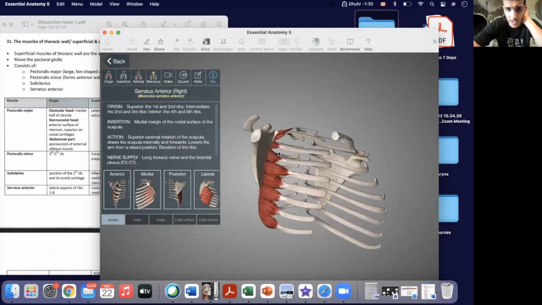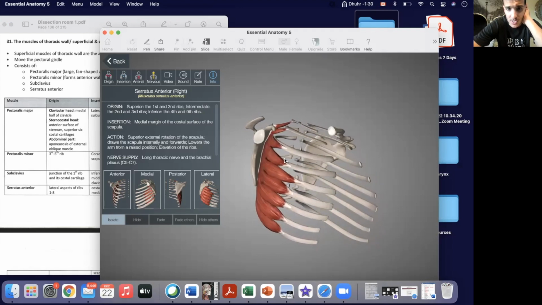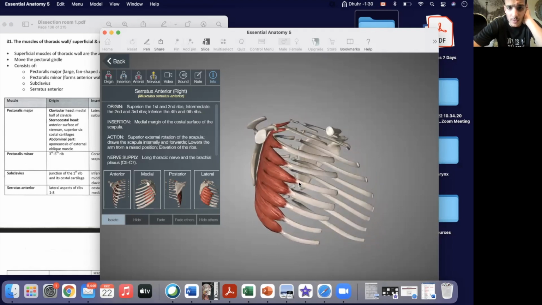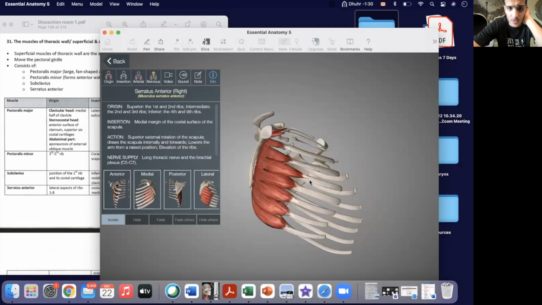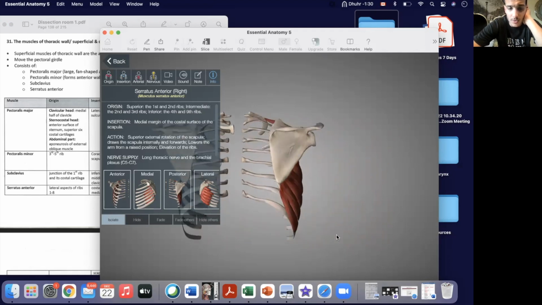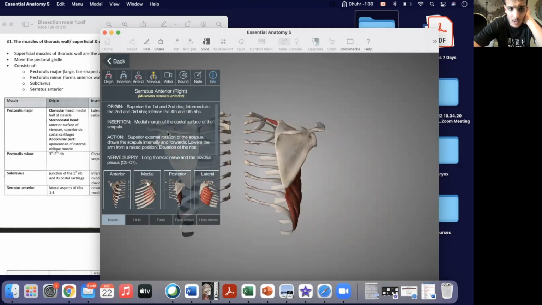In this application, it splits them into 3 parts. You can see that it originates from 1, 2, 3, 4, and then the inferior part is 4th to 9th. So that's the origin. The insertion is on the, it's very nice that it's described for us here as well. Medial margin of the costal cartilage of the scapula.